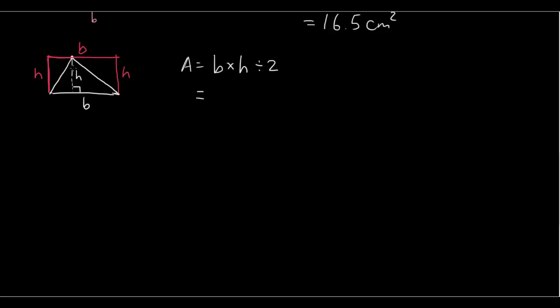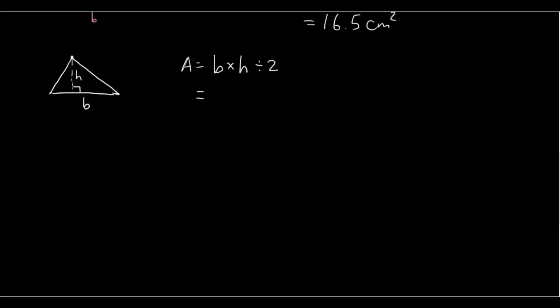So a triangle really is just half of a rectangle. So that's why we use the formula for a rectangle, pretty much base times height, and then we divide it by 2 for a triangle. So that's where the divided by 2 comes from.